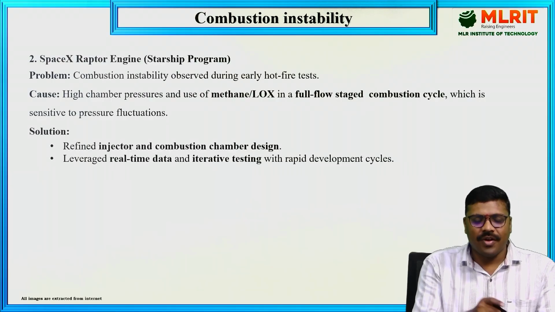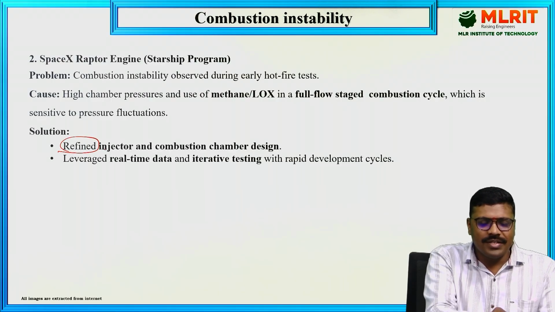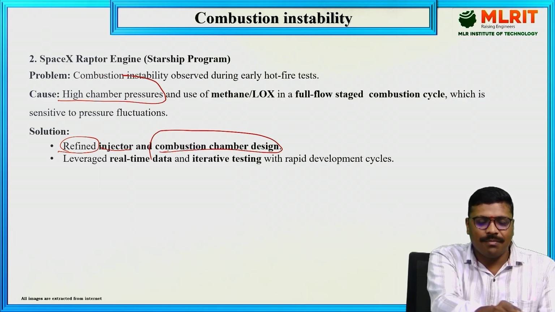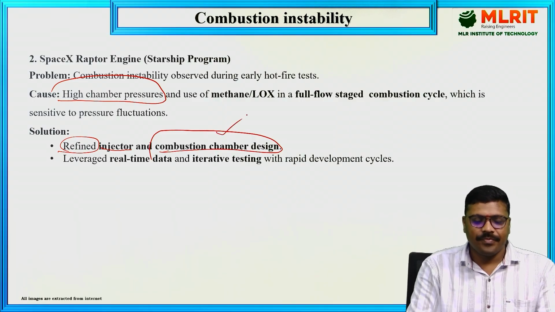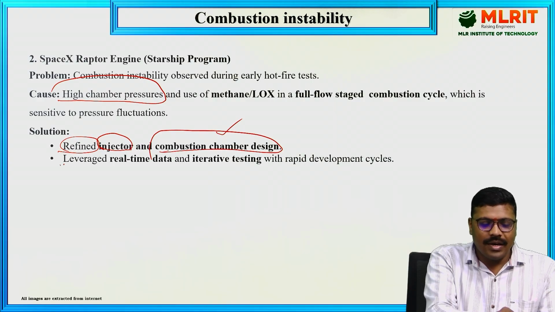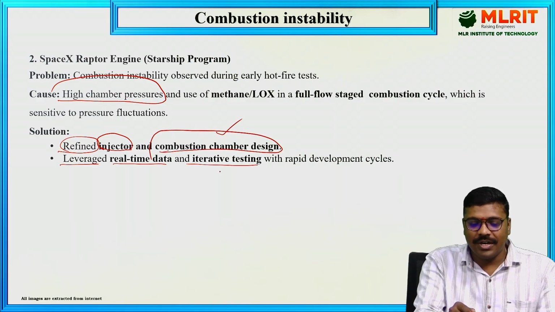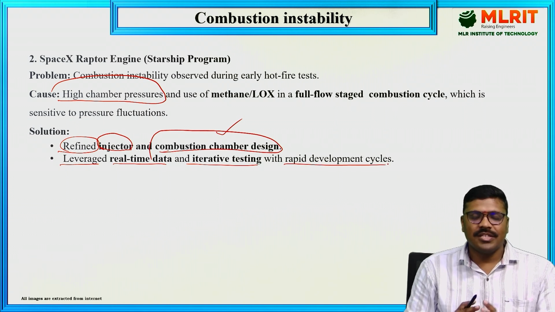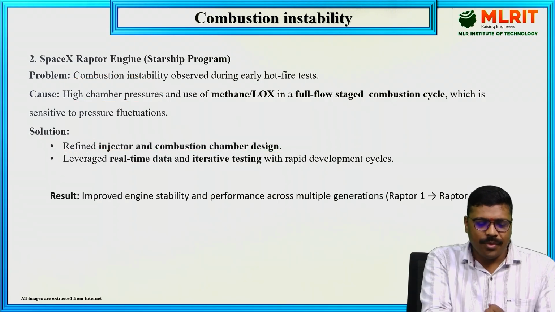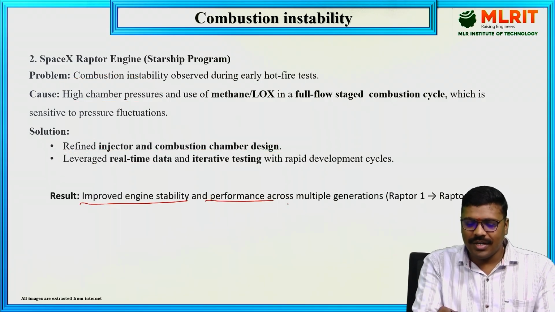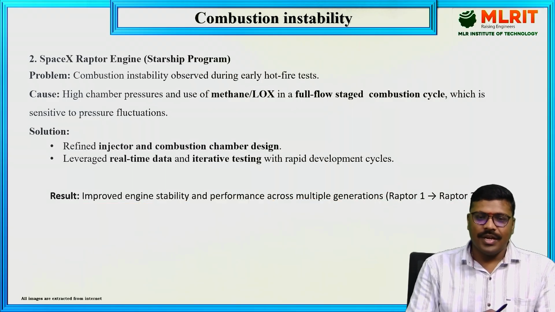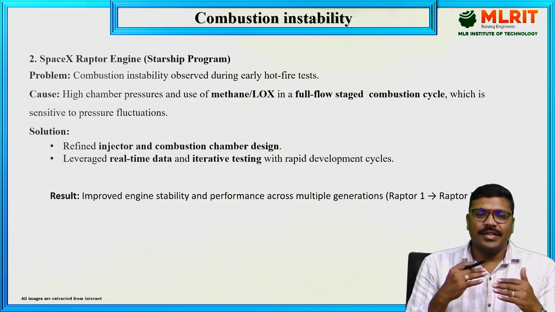So the solution they found is that they refined the injector and combustion chamber design. They worked through the high pressure chambers, redesigned the combustion chamber and the injector, and leveraged real time data and iterative testing with rapid development cycles. They changed the injector and combustion chamber designs. The result is improved engine stability and performance across multiple generations, like Raptor 1 to Raptor 2.